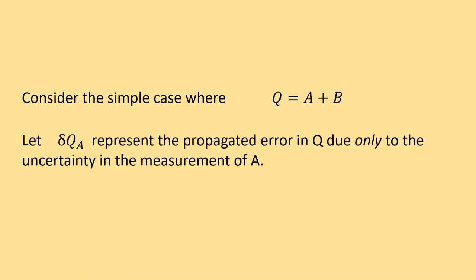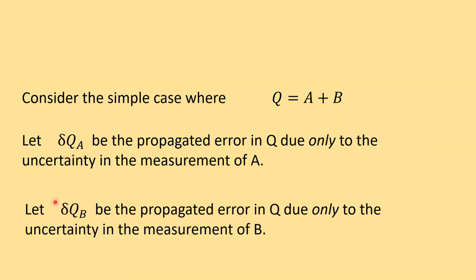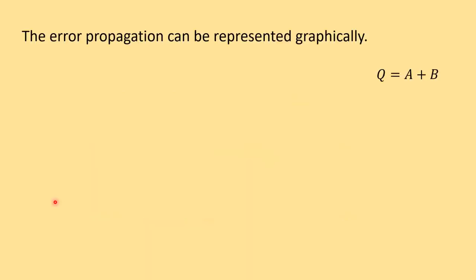And I'm going to introduce some notation here that's only pertinent to this video. You don't need to memorize this. This right here is not something you'll see elsewhere. It's just for the purposes of this discussion. So delta Q sub A is the part of the propagated uncertainty that's due to the uncertainty in A. It's the contribution from the uncertainty in A. Similarly, delta Q sub B will be the contribution to the overall propagated error due to any uncertainty in measuring B.